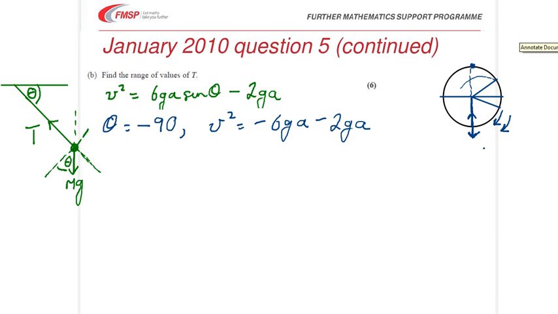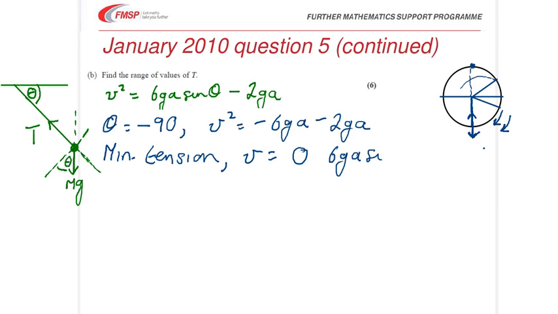Right, so the minimum tension will be when it reaches its highest point, and that'll be when it stops instantaneously at rest, when it reaches the highest point of its circular arc. So if V is 0, 6GA sine theta equals 2GA. And that gives us sine theta equals a third.